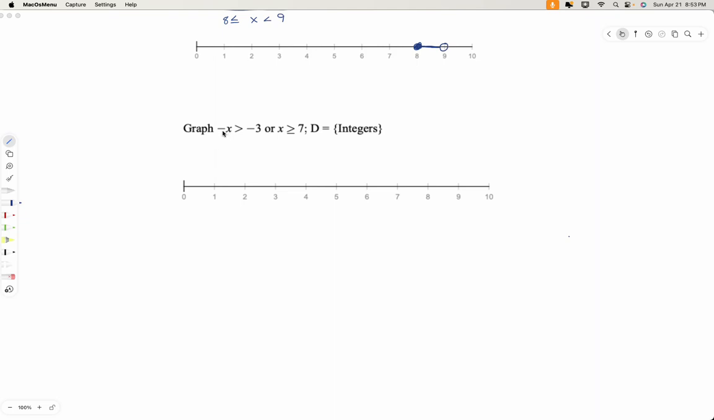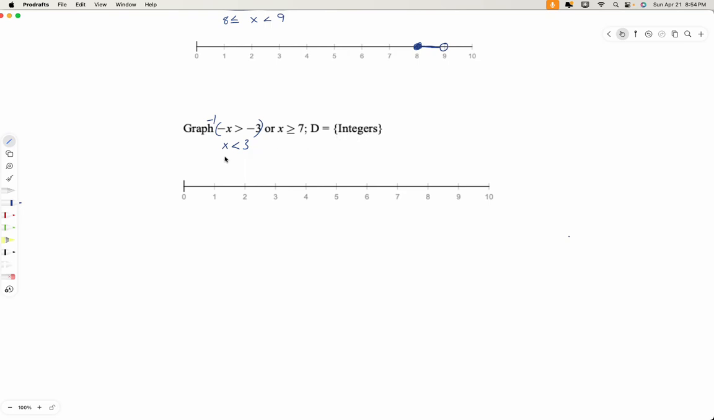So we're going to multiply this times negative 1. Everything in here is going to be times negative 1, right? So negative 1 times negative x is x. Negative 1 times is just asking for the opposite. The opposite of greater than is less than, and the opposite of negative 3 is a positive 3. So that one is where we can actually make sense of it. And now we've got x is greater than or equal to 7. That one is fine by itself. We don't have to do anything to it.